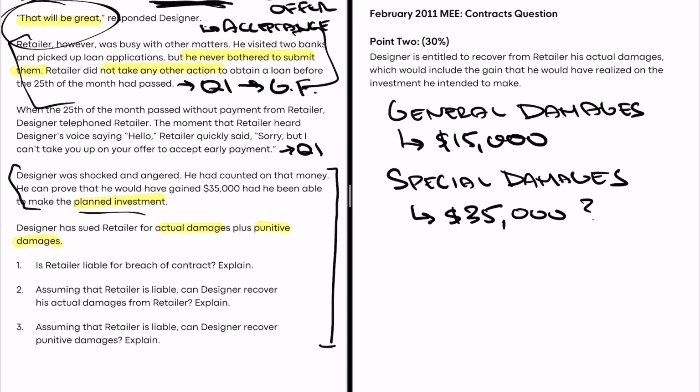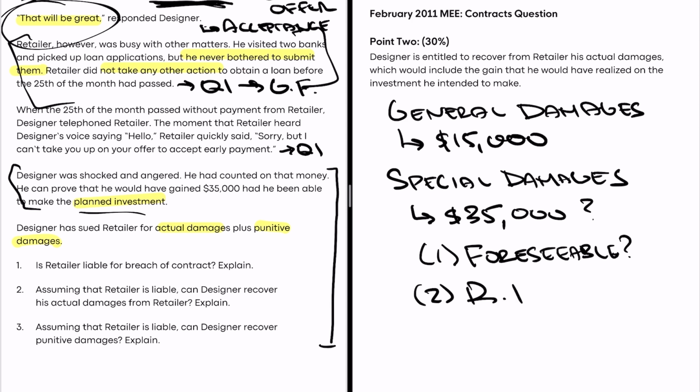And expectation damages in general must be foreseeable and proven with a reasonable degree of certainty. Usually where this is an issue is special damages, right? So here we're deciding whether the plaintiff is entitled to $35,000 based on this investment opportunity. Question number one, was it foreseeable? And question number two is whether the plaintiff can prove those damages with a reasonable degree of certainty. And remember, we already said as we went through the fact pattern that the answer to both of these questions was yes and yes.